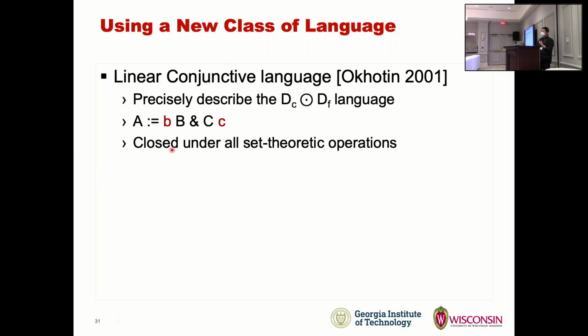It turns out that this language has a very nice closure property. That is, they are closed on all set theoretical operations, including inclusion. Therefore we can prove that this language belongs to linear conjunctive language, because all we need to do is to design an LCL to match Dyck, and another LCL to match another Dyck, and due to the closure property, we can prove that the inter-Dyck language is also in this LCL class.